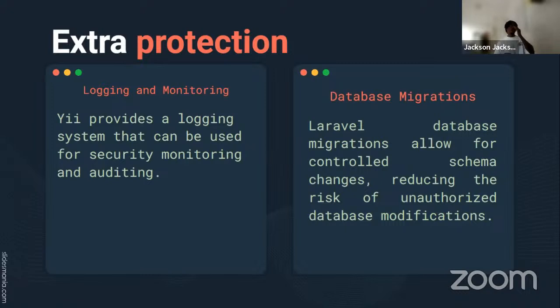So when you're saving to the database, Yii would log what time that particular data was saved to the database. That way, when you're trying to check for errors, it is easy for you to monitor or see when this particular issue started, and trace back to it, which will help you troubleshoot basically. And then for Laravel, database migration allows for controlled schema changes, reducing the risk of unauthorized database modification.